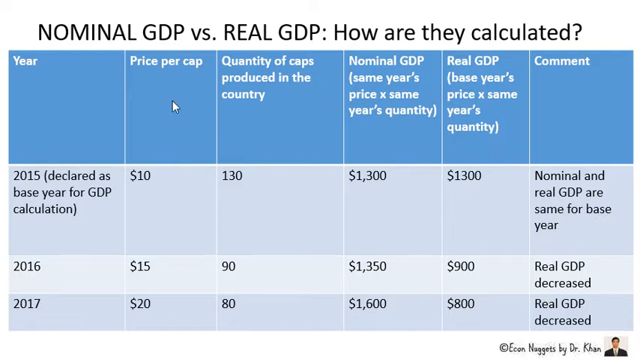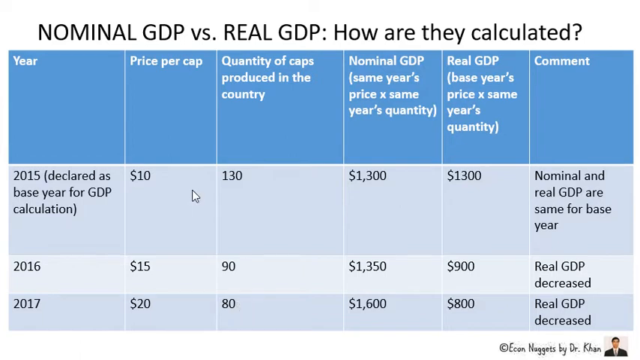We have 3 years worth of data, 2015, 2016, 2017, and the product is baseball caps. In 2015, the baseball caps were selling for $10 a piece and 130 pieces were produced. In 2016, the caps were selling for $15 a piece and 90 pieces were produced. And in 2017, the caps were selling for $20 a piece and 80 pieces were produced domestically.